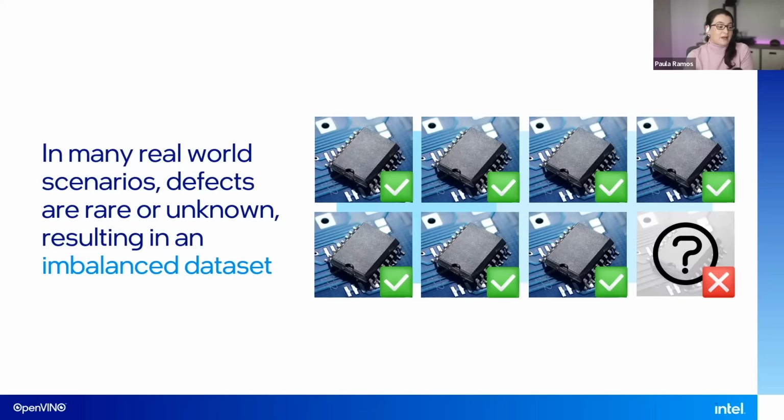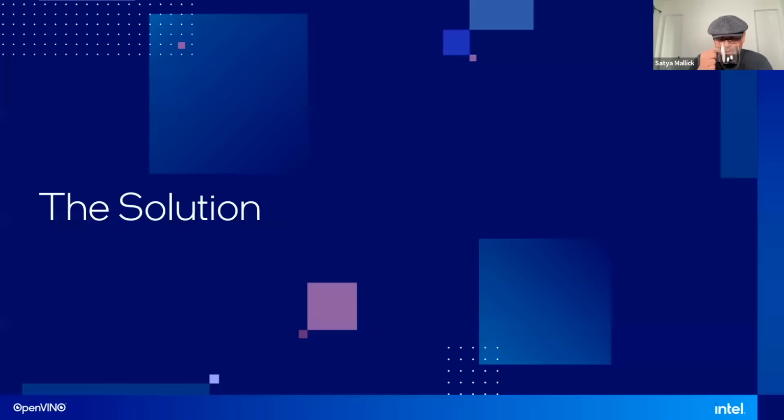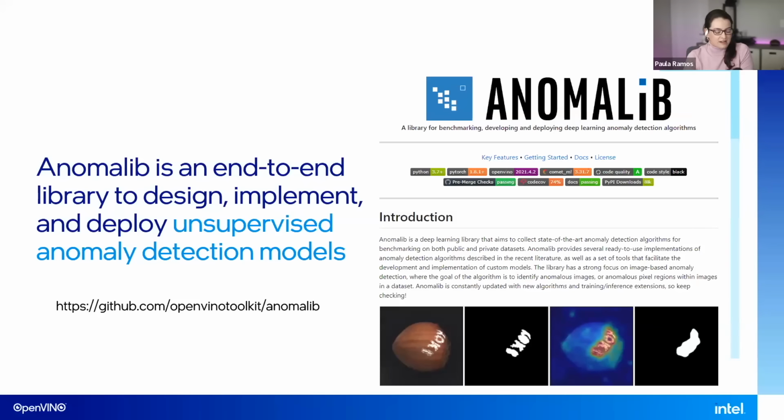Yeah. But we are here not just to talk about the problem. We want to talk about the solution. And this is also why we are here. Samet is here because we are so excited to talk about Anomalib. Anomalib is an end-to-end library to design, implement, and deploy unsupervised anomaly detection models. So, Samet, could you define in just a few words what Anomalib is made for developers?